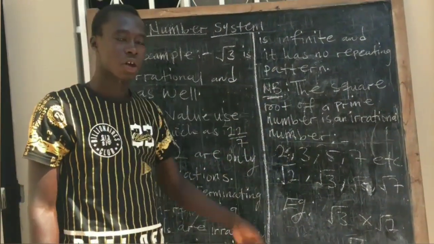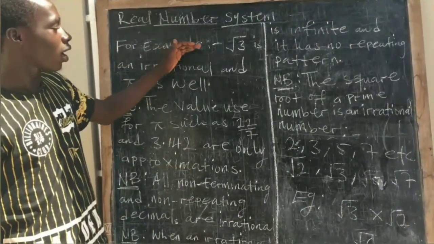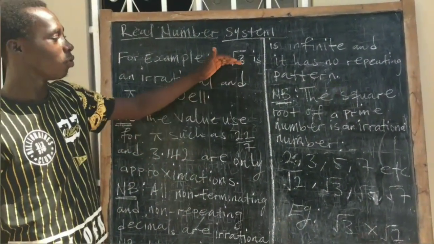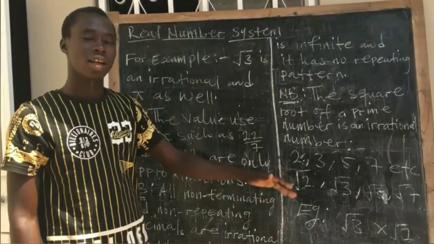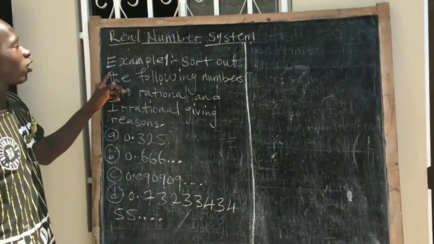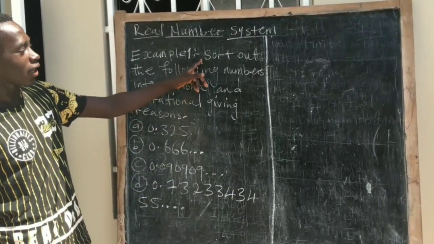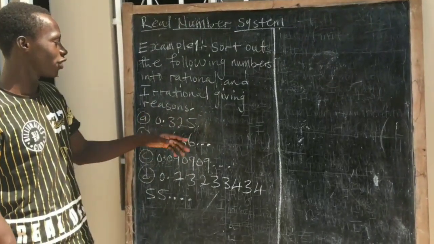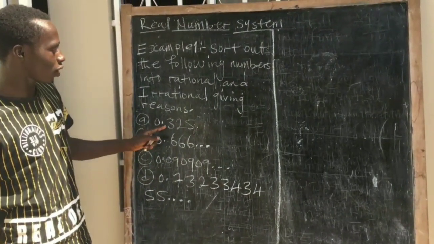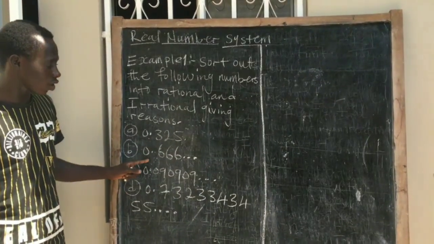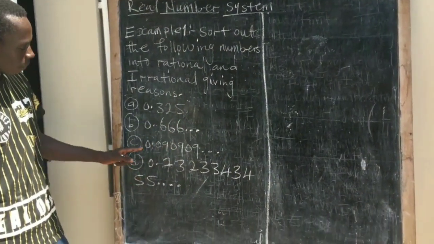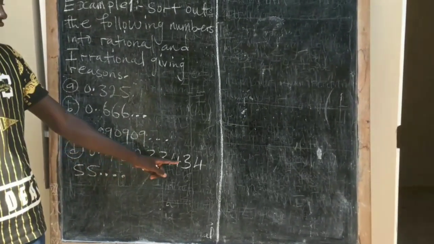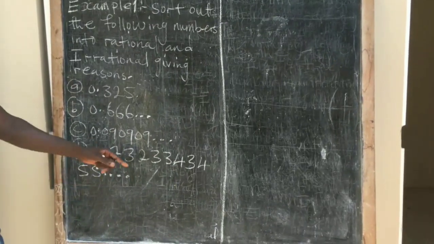So let's try to solve some examples in rational and irrational numbers, and see whether we will be able to identify them. Okay, let's solve this example. Example 1: sort out the following numbers into rational and irrational, giving reasons. A, we have 0.325. B, we have 0.66 up to infinity. C, 0.090909 up to infinity. D, 0.732333434 and 55 up to infinity.